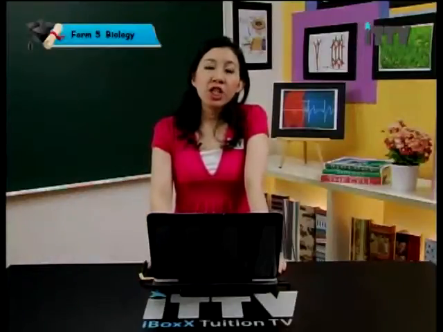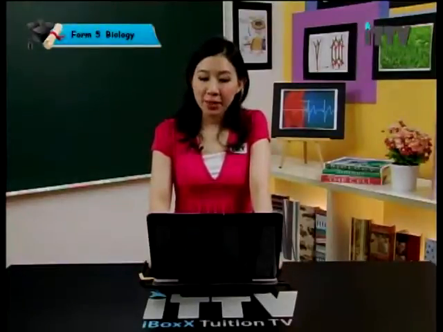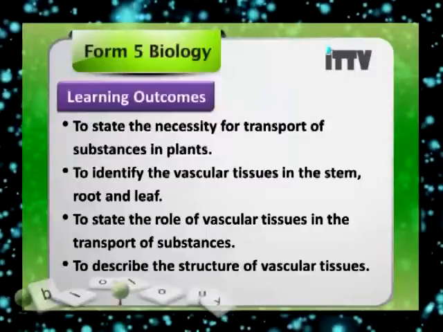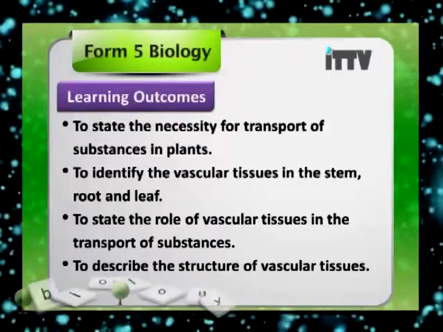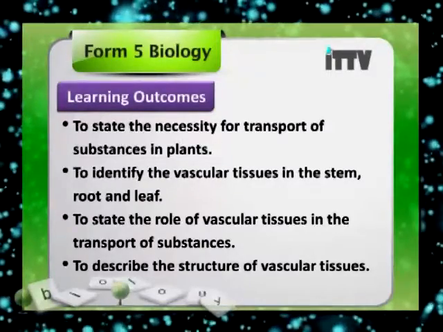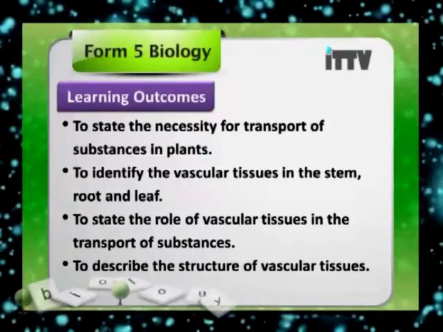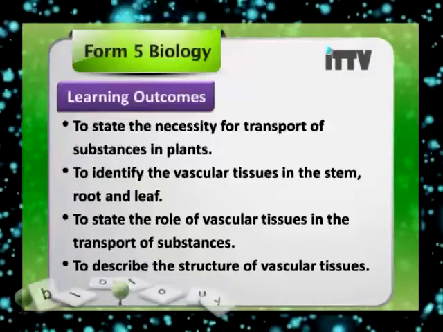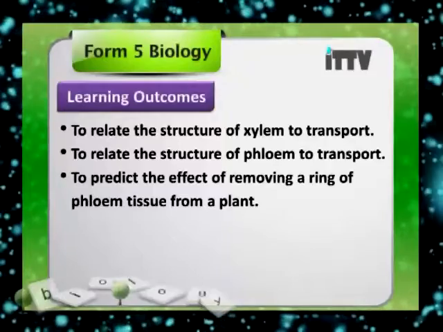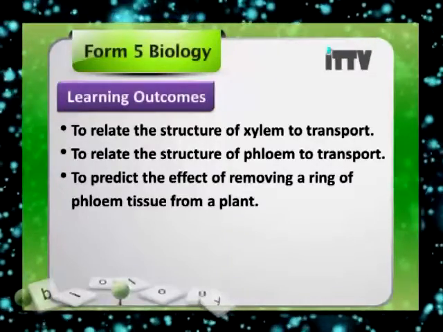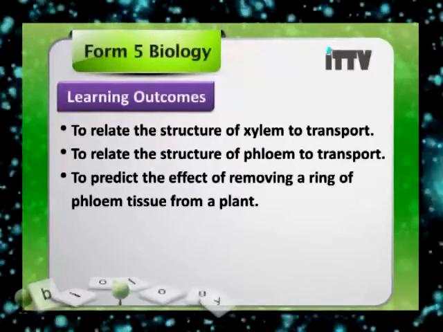Now, of course, transportation of substances in plants is pretty complex, but let's look at the learning outcomes for today. Firstly, we need to state the necessity for transport of substances in plants. By the end of this lesson, students must identify the vascular tissue in stem, root and leaf to state the role of vascular tissue in the transport of substances, to describe the structure of vascular tissue, and students must be able to relate the structure of xylem to transport, to relate the structure of phloem to transport, to predict the effect of removing a ring of phloem tissues from a plant.